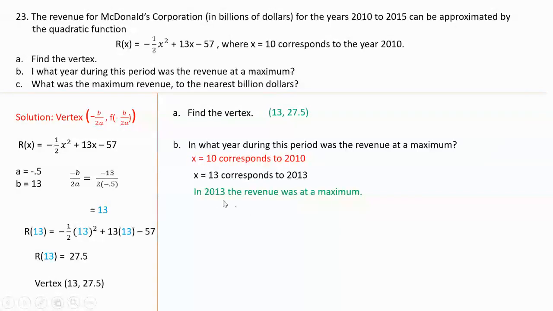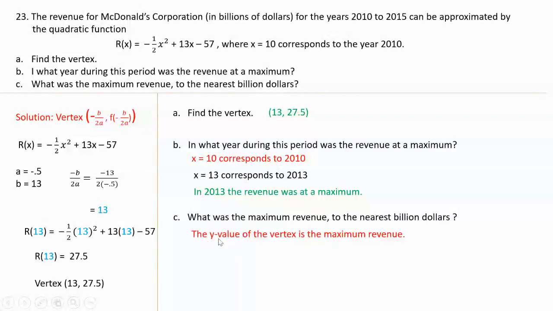Now for part C, what was the maximum revenue? Hey guys, the y part of the vertex is always the maximum or the minimum. In this case, it says to round off to the nearest $1 billion. The y value of the vertex is the maximum revenue. So it was 27.5, rounded off to the nearest billion will give us 28. That's the answer for part C.